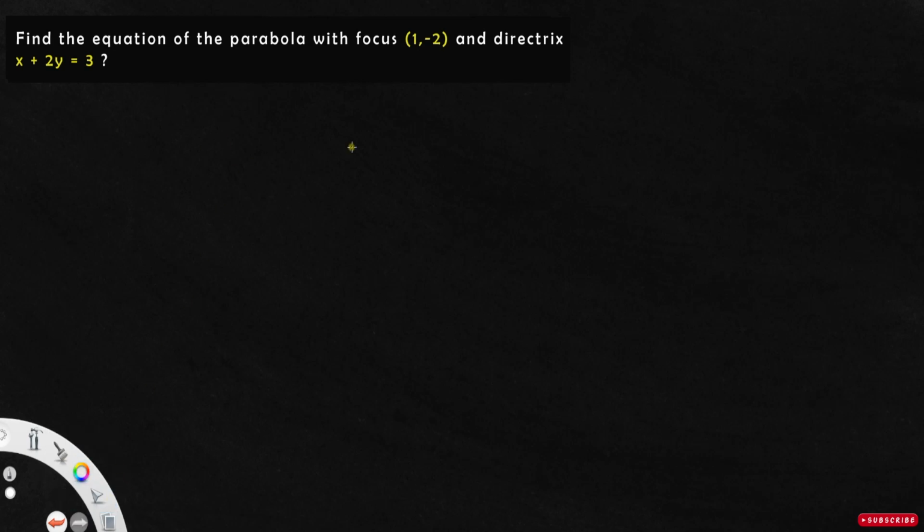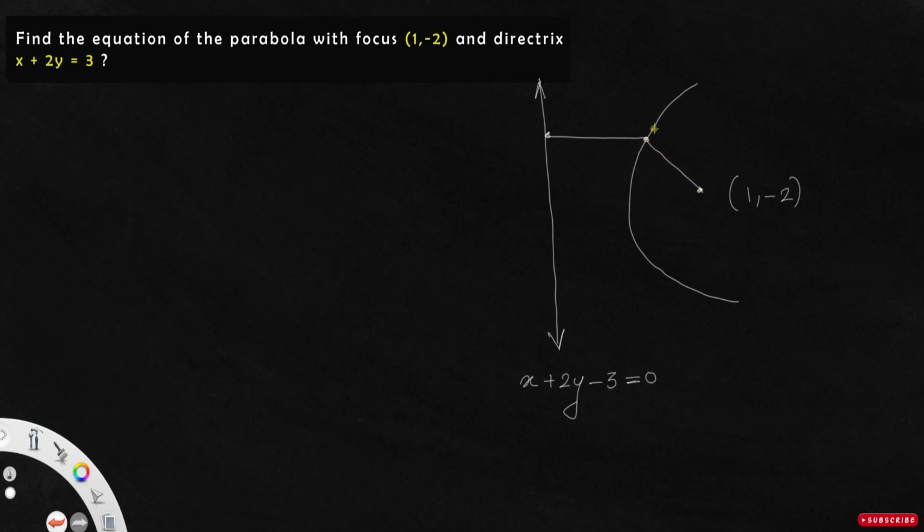This question is similar to the previous one. So we have a focus here, it's (1, minus 2), and we have a directrix which is x plus 2y minus 3 equal to 0. I wrote it in the standard form. Now for a parabola, this distance must be equal to this one. That is PA equal to PF.